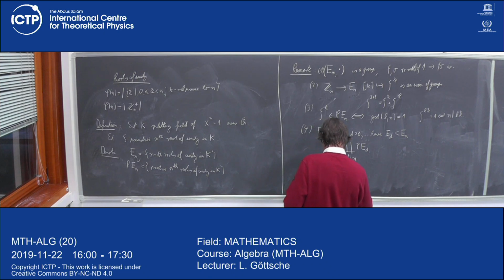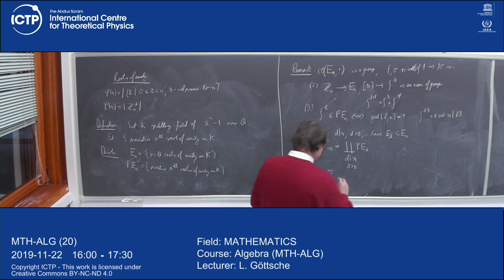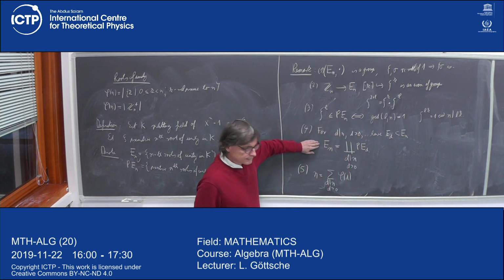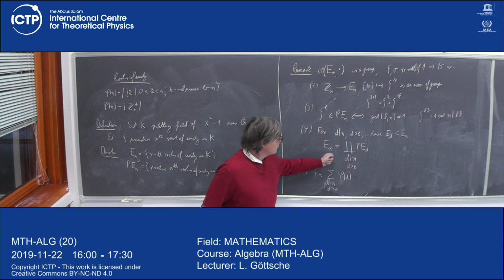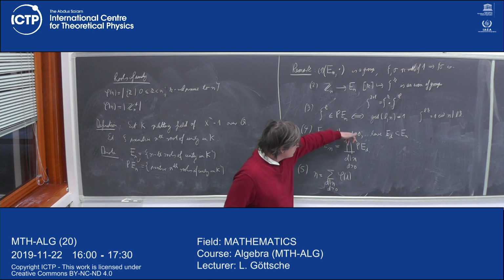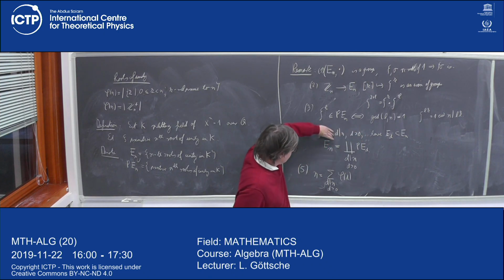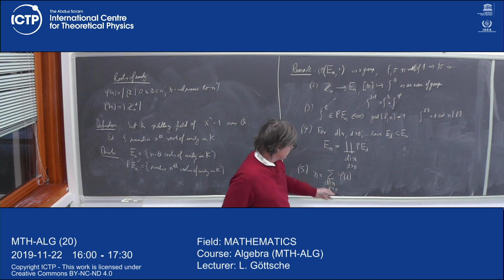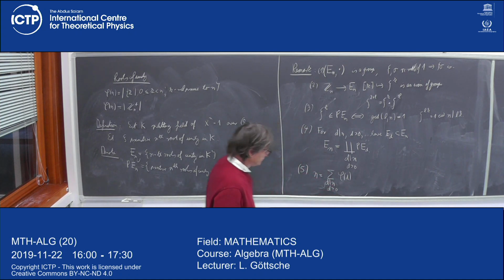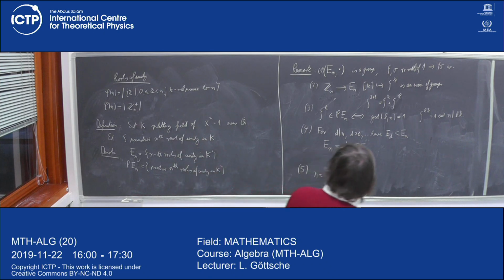Again, just positive integers which divide n of phi of d. This is the consequence of this, because n is the number of nth roots of unity, and phi of d is the number of primitive d-th roots of unity. So if this is the disjoint union of these sets, then the number of elements n must be equal to the sum of the number of elements here. Okay, so this is an easy remark. This just collects some facts.